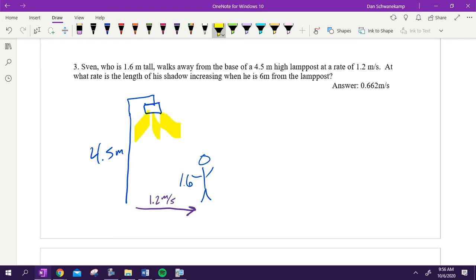So here's the light. Here's going to be his shadow. And now I would say that on the AP exam lately, they always kind of give you a picture on related rates. They don't make you think it through unless it's just a basic shape. But for the most part, they give you a picture. I would think they would give you a picture here. When he is 6 meters from the lamppost, okay, so we'll call this x equals 6. This is dx over dt. We'll call his shadow y. We are trying to find the rate his shadow is increasing, so I'm looking for dy over dt.